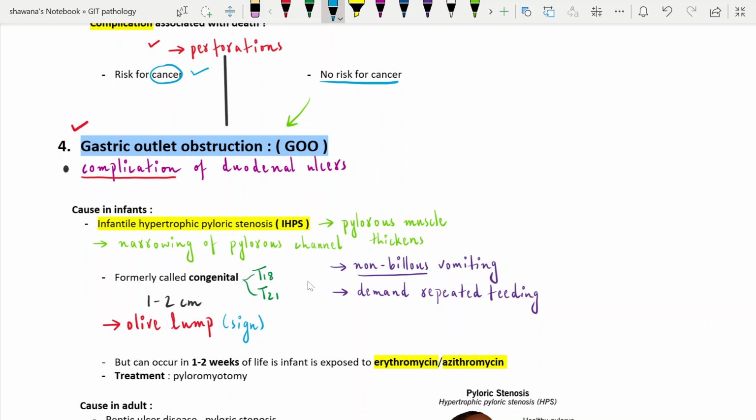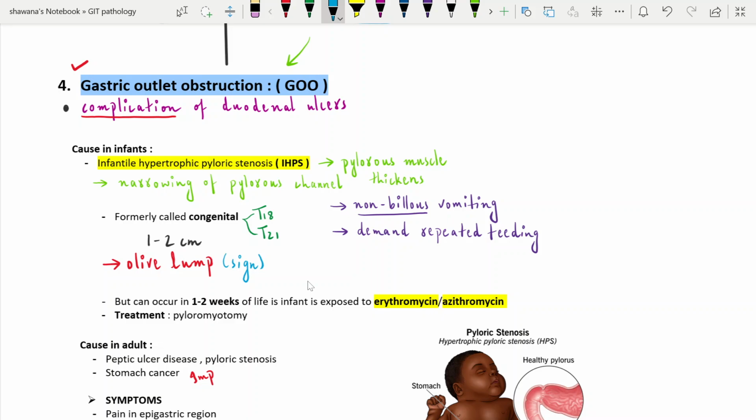Now we are going to discuss the fourth disease. First, we have discussed acute gastritis, then chronic gastritis, then peptic ulcer disease, and now we are focusing on the gastric outlet obstruction, our last topic for today. It's the complication of the duodenal ulcers, and it has different causes in infants and adults.